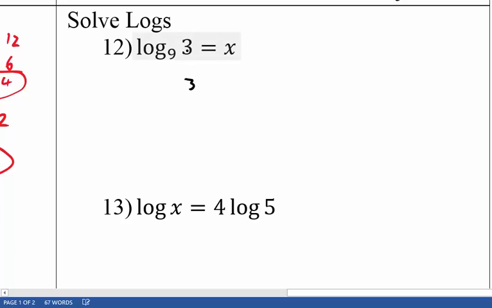The 3 stays exactly where it is. The 9 goes up to there, and the x goes up to there. You just need to remember that. There's no other way to do it. You just need to remember it. The 3 stays where it is, the 9 goes up, and so the 3 stays where it is.